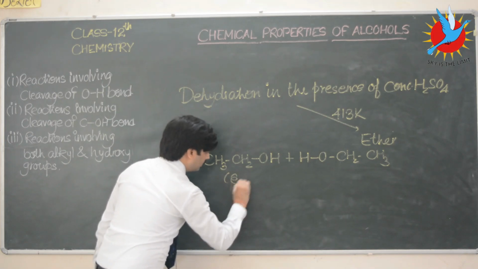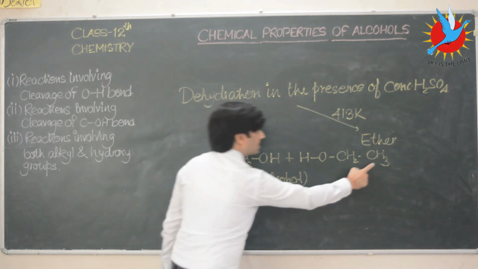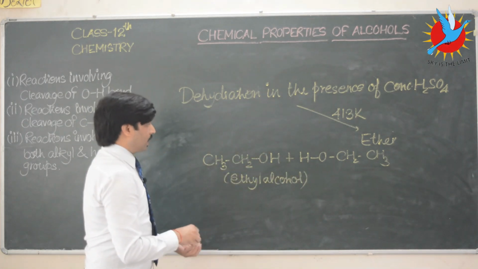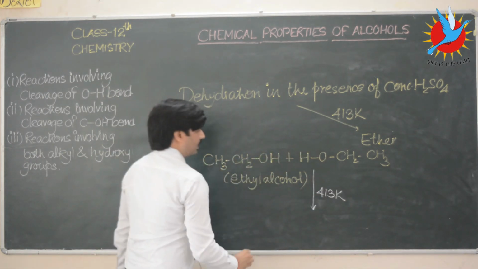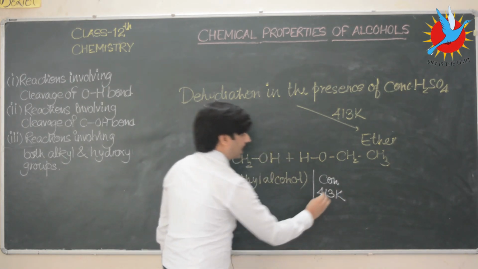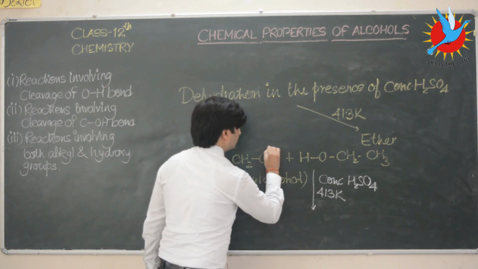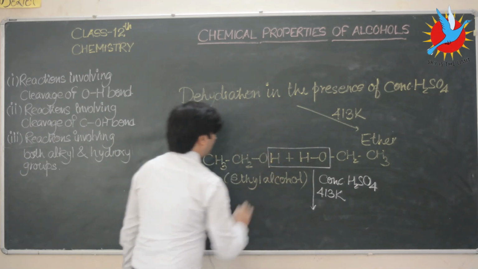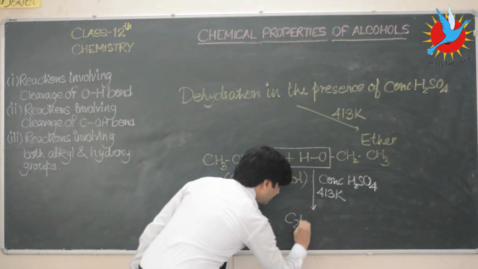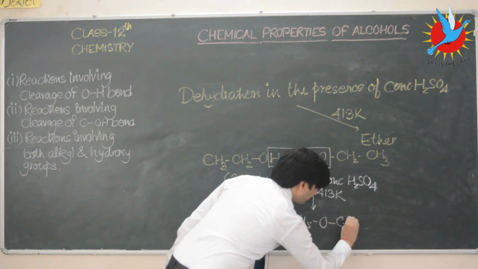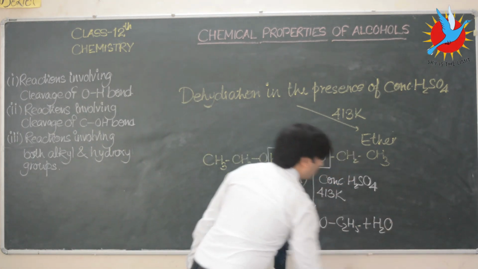CH3CH2OH, ethyl alcohol. Two molecules of ethyl alcohol I have taken. What will happen if the temperature is 413 Kelvin and the dehydrating agent is concentrated H2SO4? Then the product will be CH3CH2OCH2CH3, that is C2H5OC2H5. That is a type of ether. Along with it we will get water.